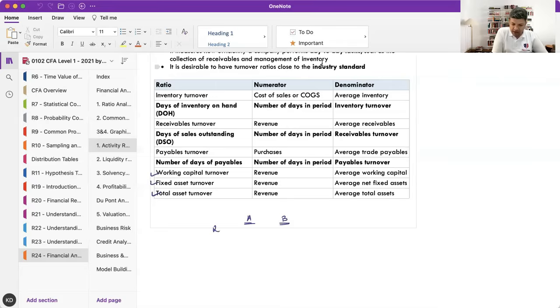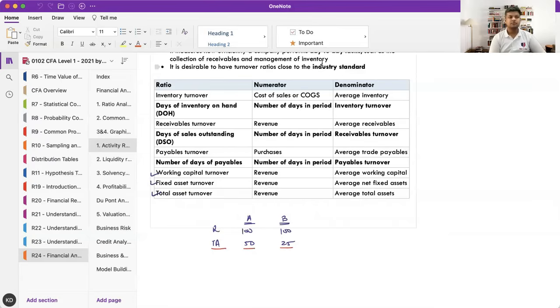Both companies do a revenue of $100. But the total assets deployed by company A were 50 and company B were 25. Can you tell me which company, according to you, did a better job?